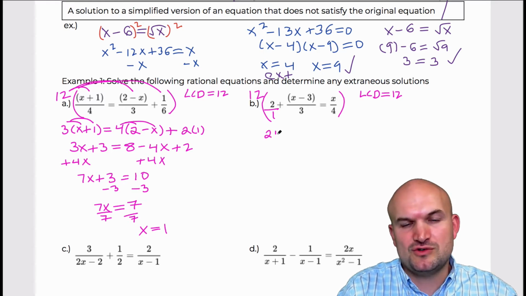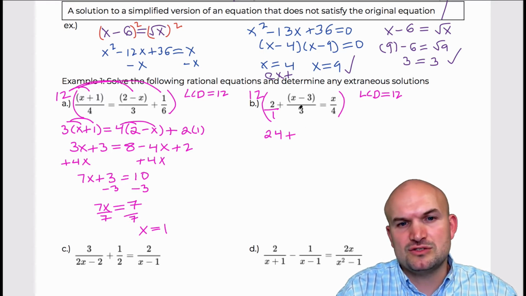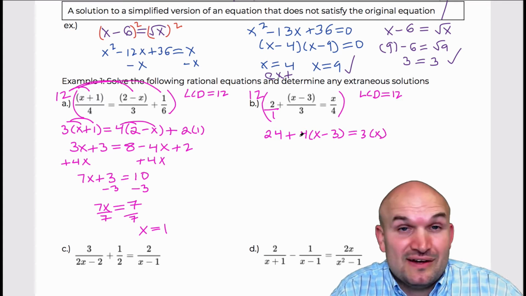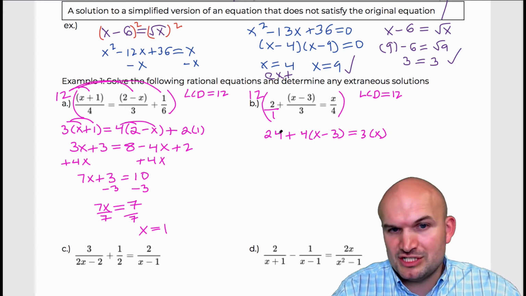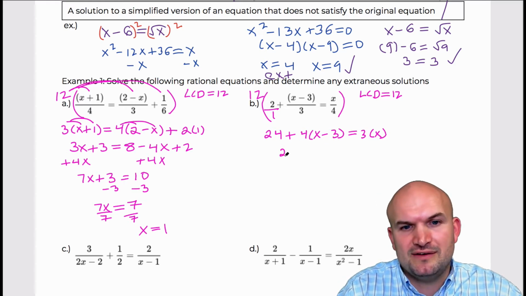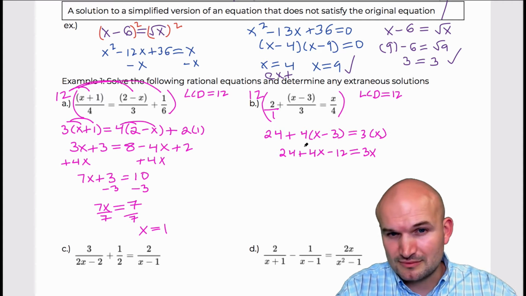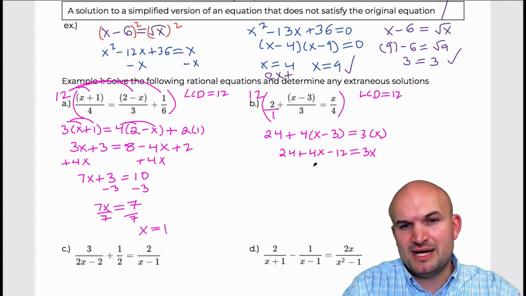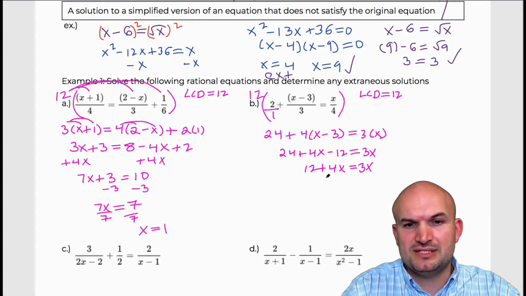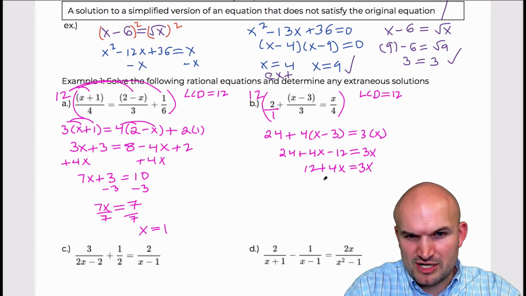So in this case, I get 24 plus 4 times x minus 3, and then equals 3 times x. Okay, so again, now I just have a multi-step equation. Apply my operations, and then get the variables to the same side. So I have 24 plus 4x minus 12 is equal to 3x. I can combine my terms here. So 24 minus 12 is just going to be 12 plus 4x equals 3x. And then what I'll do in this case is just subtract the 4x.